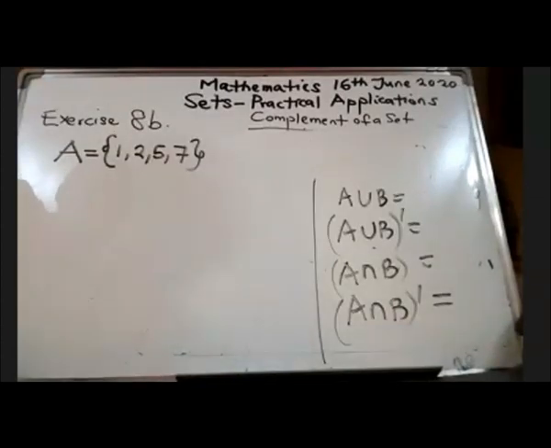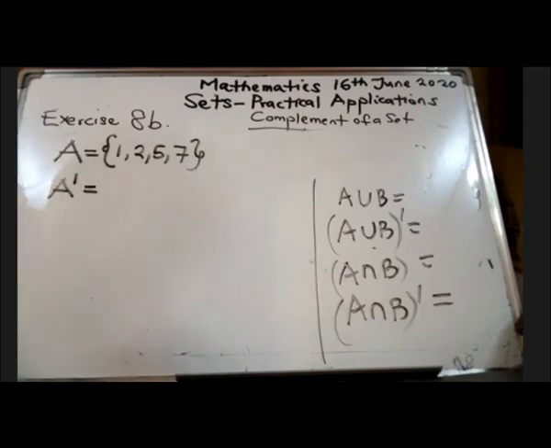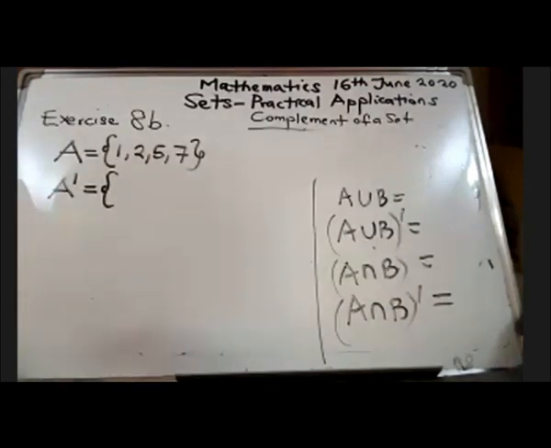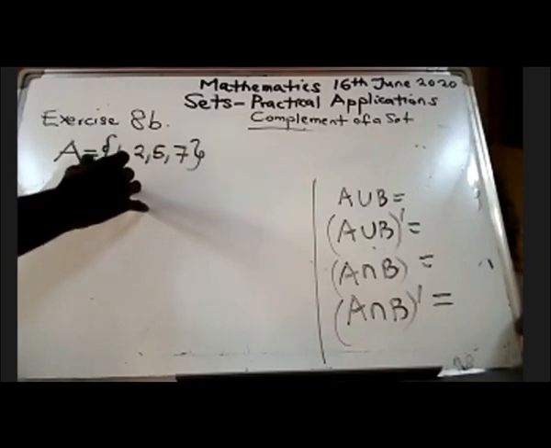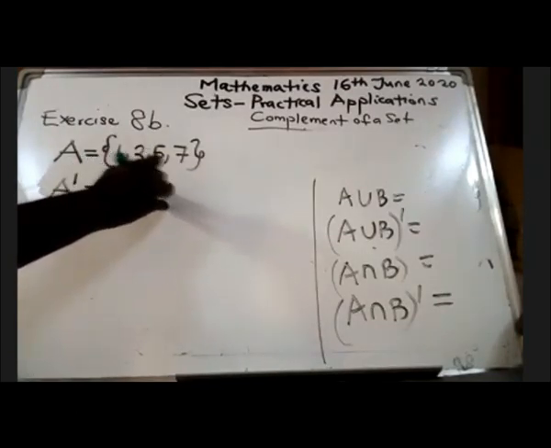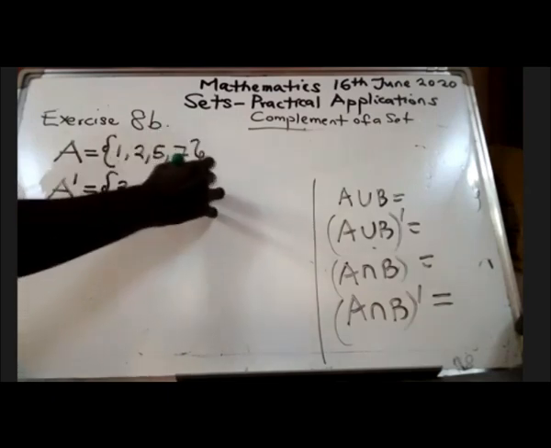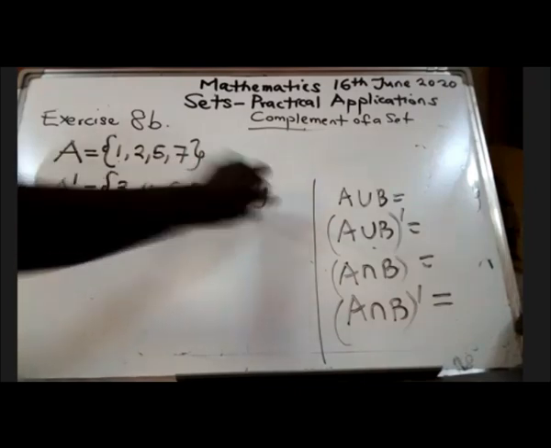A is 1, 2, 5, 7. What then is A prime? A prime is the elements that are in the universal set that are not in A. So I can't see 1, I can't see 2. That means there's 3. I can see 4. I can't see 5. There's 6. I can't see 7, I can see 8. I can see 9. I can see 10. So that is A prime.